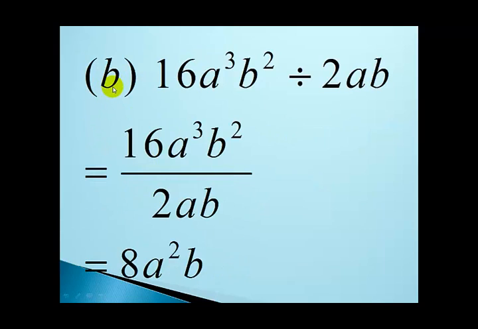Now B, 16a cubed b squared divided by 2ab. Now 2 goes into 16 8 times, that's how come we have 8 here. And a goes into a cubed, we are left with a squared. And b goes into b squared, leaving b. So in all, 16a cubed b squared divided by 2ab is equal to 8a squared b.